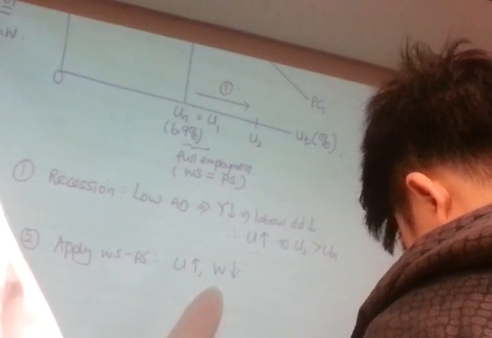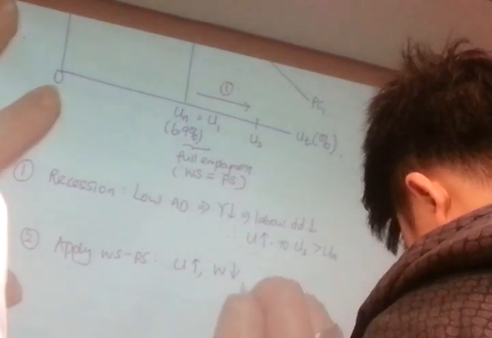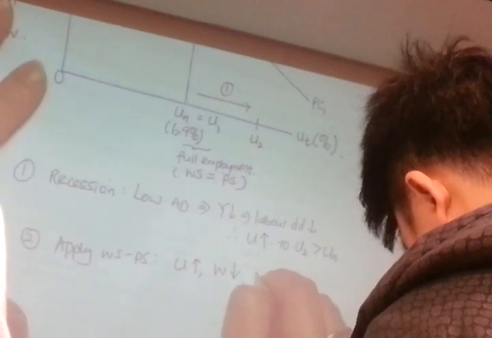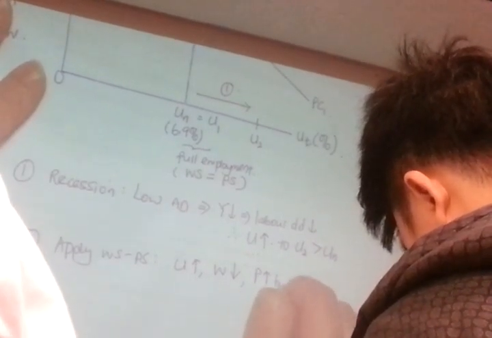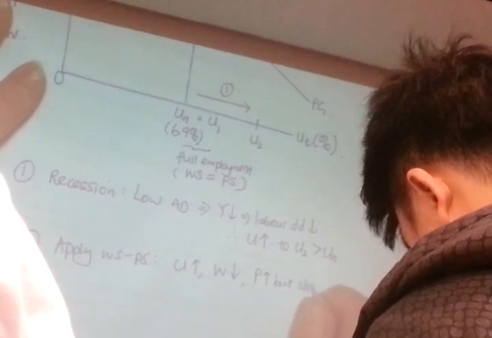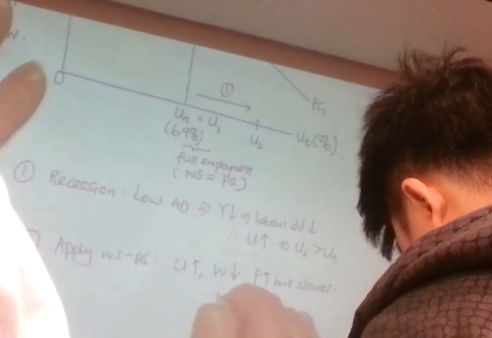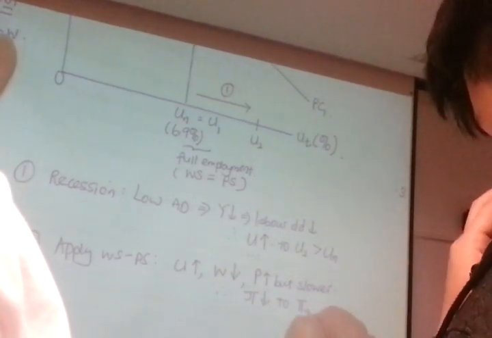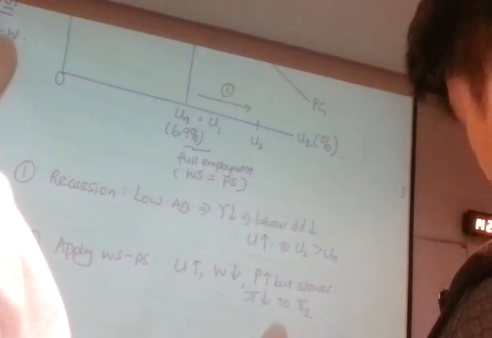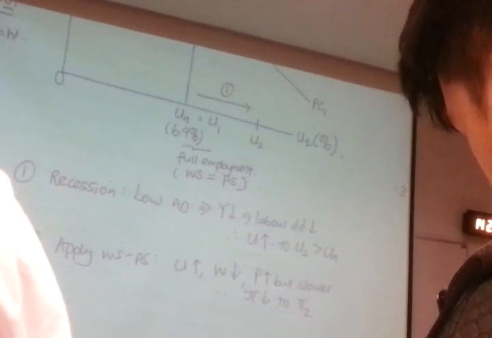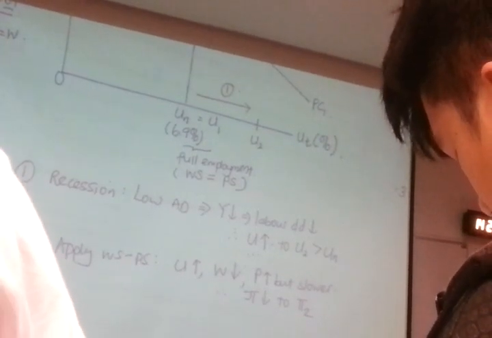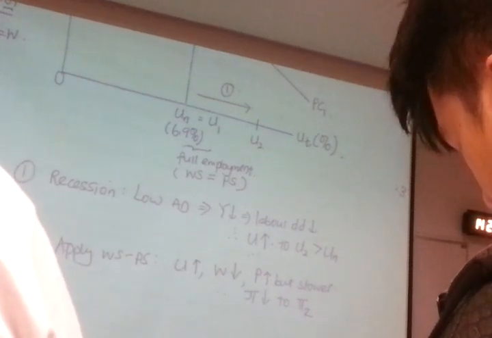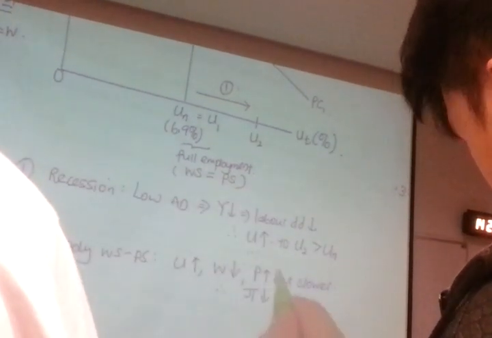Workers will bid down wages. Then price setting, be careful, don't say prices drop, but we say prices will still increase, but slower. So therefore, pi drops to pi 2. So look at your step 1 and 2. All of you can do it. It's a very logical wage and price setting behavior. Just that now, be very careful here.